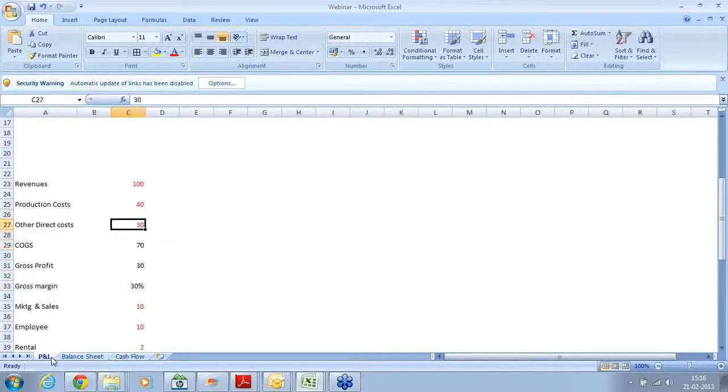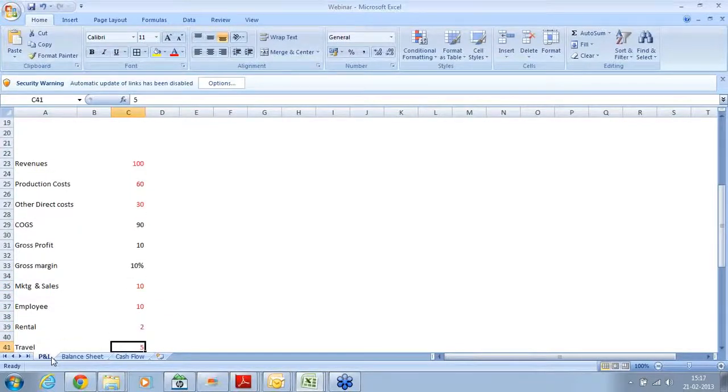But let us now make a small change here. Let us say your production cost becomes 60. Please see the immediate impact. Your gross margins have come to 10%. And now let us keep this at 10% and see what happens. Your gross margins are 10%.